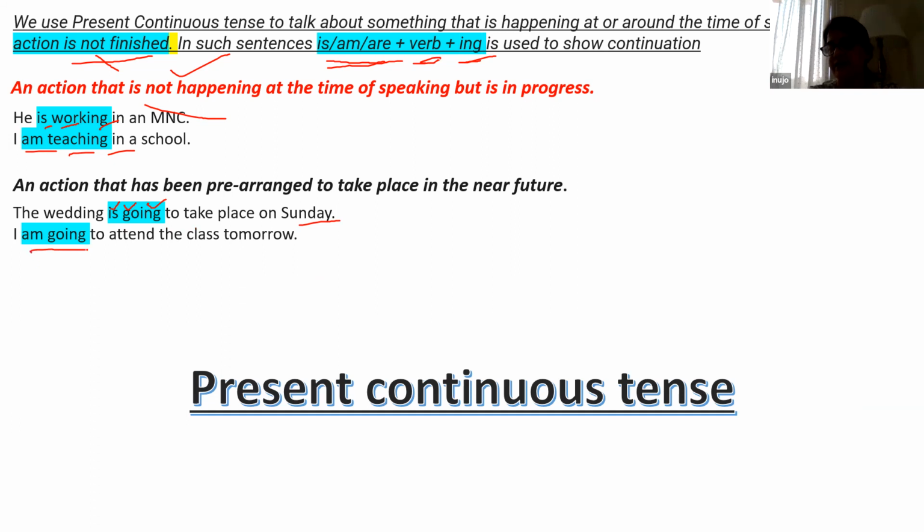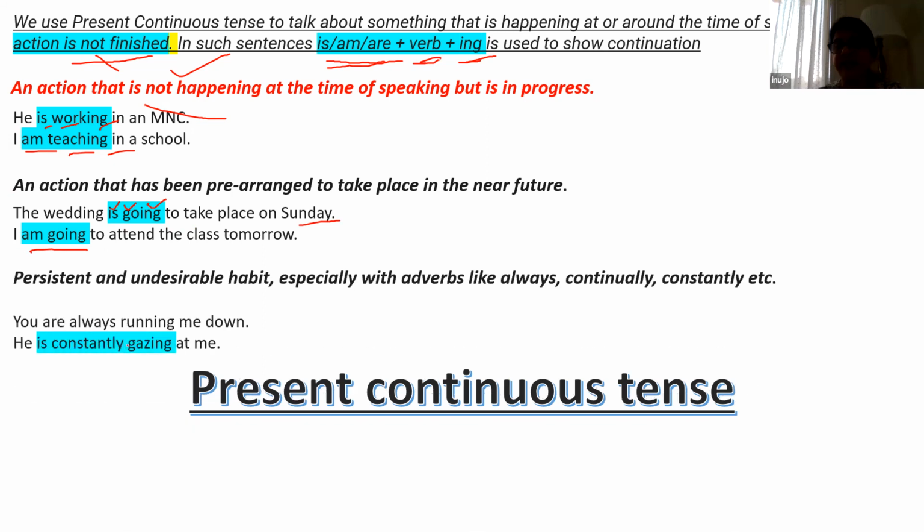Similarly, I am going to attend the class tomorrow. Then what is the format? Am plus go plus ing. So if you remember this format, it is very easy to identify present continuous tense.